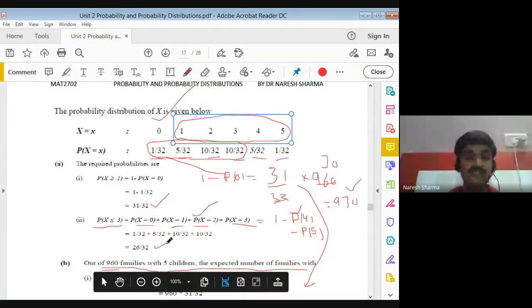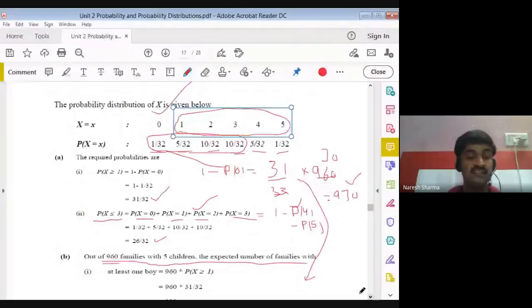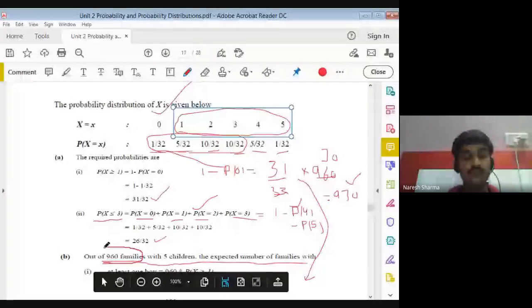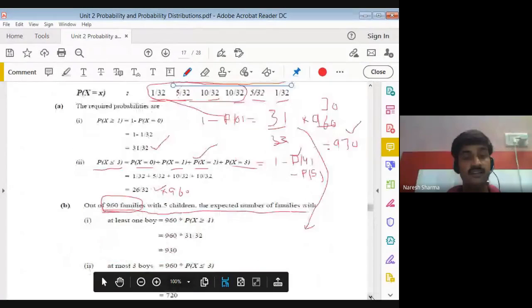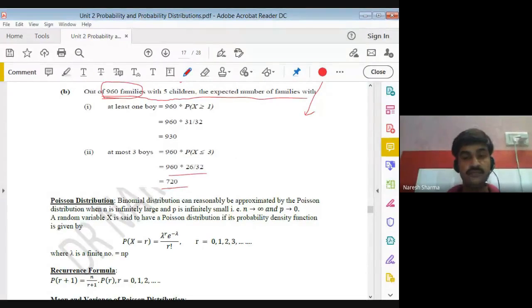Probability means out of 1, and part B requires the number of families having at most 3 boys out of 960. So you just need to multiply this by 960. Once you do that, you get the number, which is 720. So this is your complete binomial distribution.